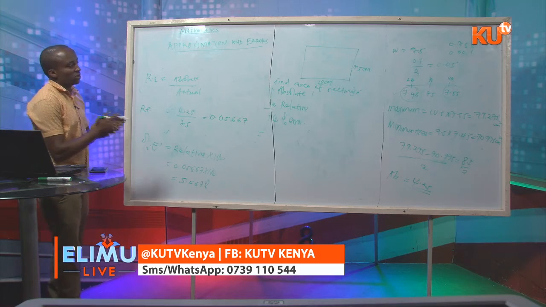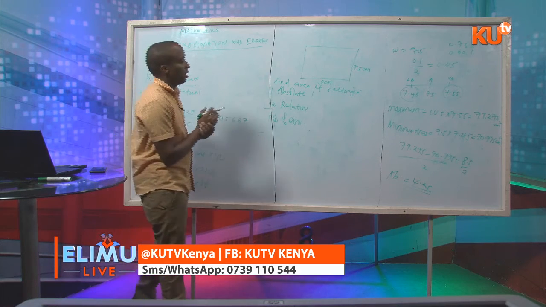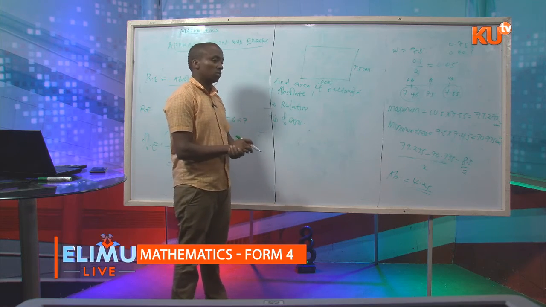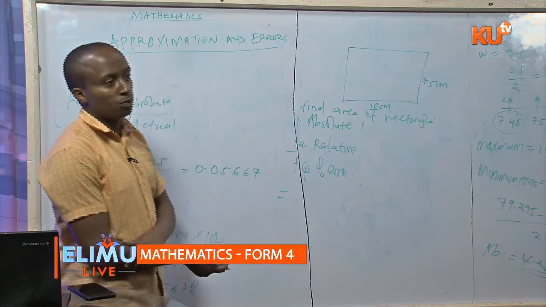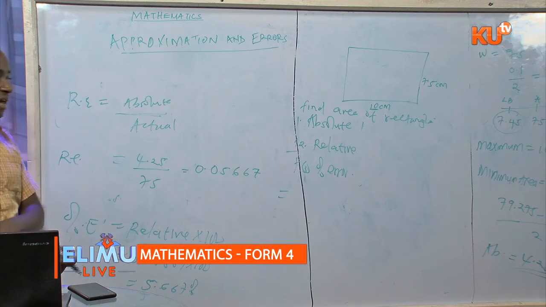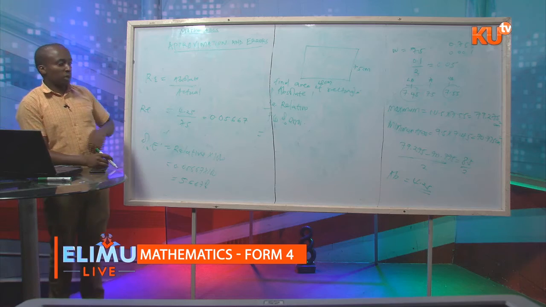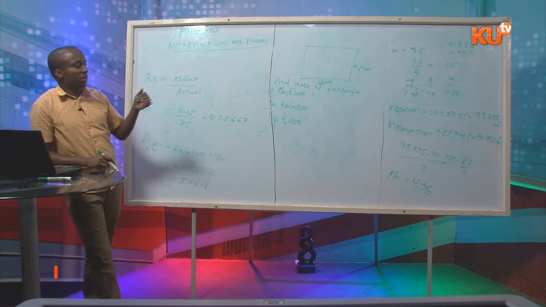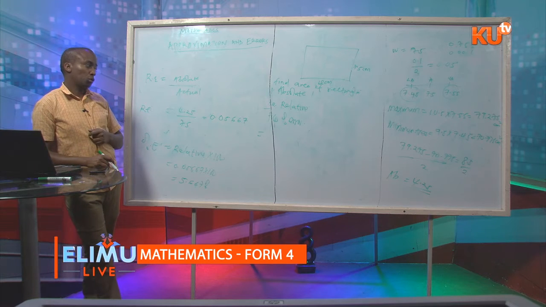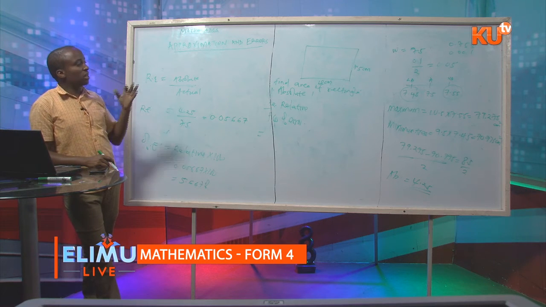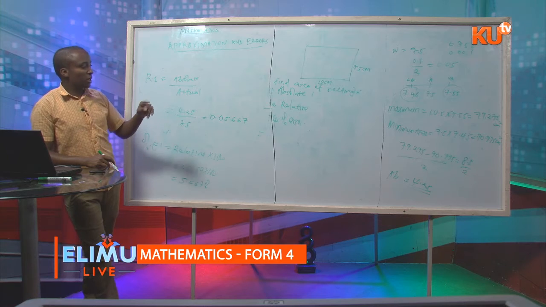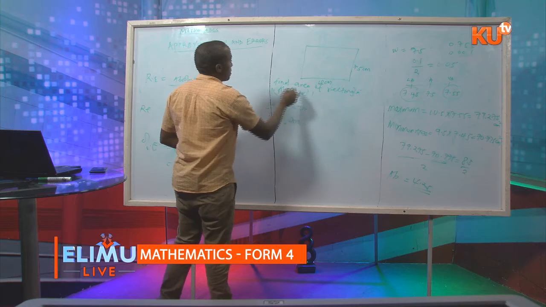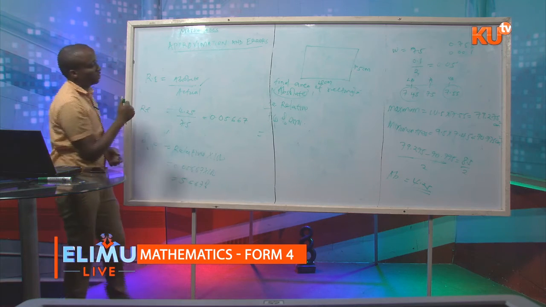The concept you need to understand here is how to get the absolute error. You have to look for the maximum and the minimum. For multiplication, the absolute error is the maximum minus the minimum divided by 2. And for the relative error, what changes is the absolute error; the other formulas remain the same.